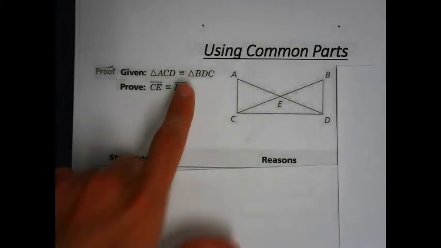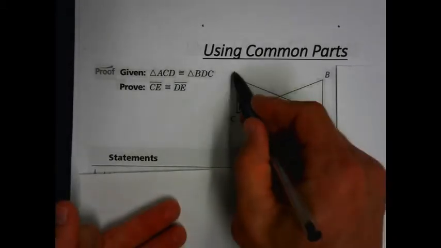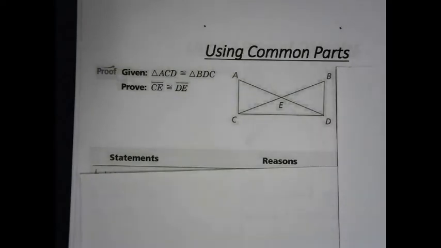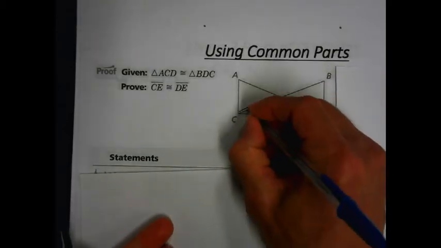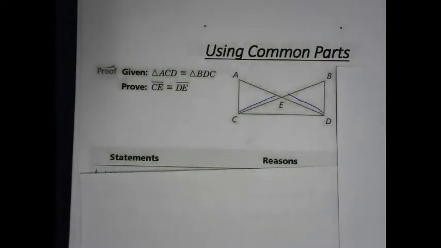Well, that's a neat thing. So we already know that triangle ACD is going to be congruent to BDC. Those triangles are congruent. Fantastic. That gives us a lot of information. But the problem is we have to prove CE, just that part, is congruent to DE. Whoa. All right. So that's going to be a little bit tricky.